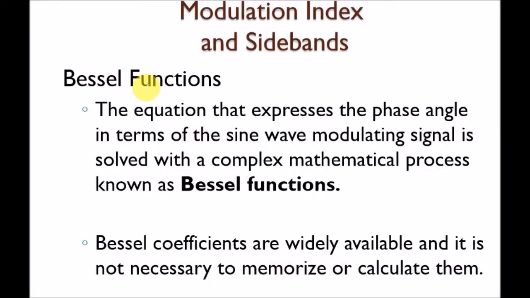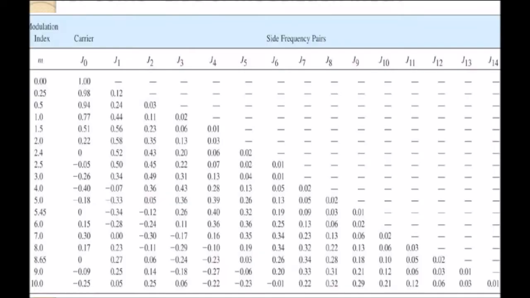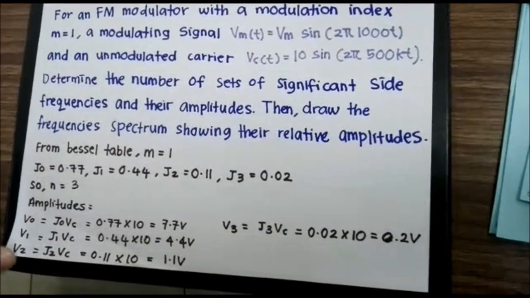Bessel function. The equation that expresses the phase angle in terms of the sine wave modulating signal is solved with a complex mathematical process known as Bessel function. Bessel coefficients are widely available and it is not necessary to memorize or calculate them. So this is how the Bessel function is being calculated, and this is the answer from those complex equations. This is an example for the Bessel function.